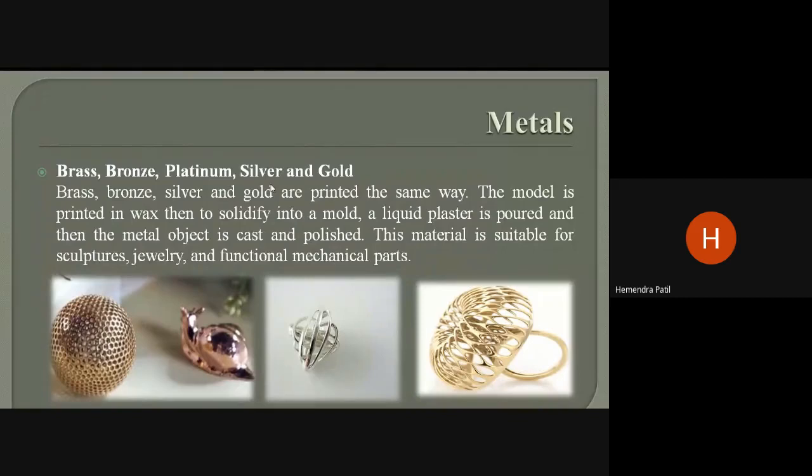The model is printed in wax, then it is solidified into the mold, and liquid plaster is poured, and then the metal object is cast and polished. So post-processing is required here. This material is suitable for sculptures, jewelry, and functional mechanical parts.